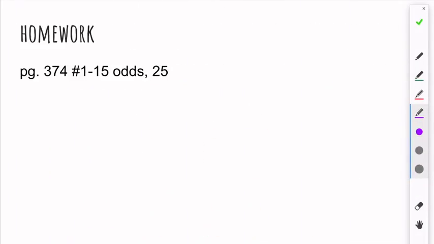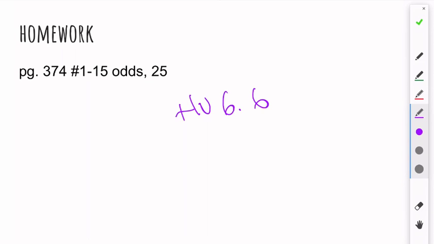Continuing on. Oh, that's it. Great. Homework. Okay. Once you guys get some practice with this, you're going to be doing 1 through 15 odds and then number 25 on page 374. Make sure you label at the top of your homework that this is homework 6.6. So your name, homework 6.6, and then you can jot the assignment down. All right, guys. Thanks.